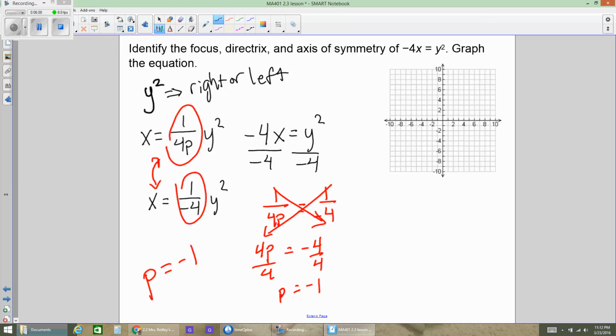Okay, so let's go back to our problem here. We're going to have our vertex at 0, 0 like they told us to, because that's standard form. P is the distance. So P here is negative 1. Now, I'm not going to go down though, because remember it's a y squared, and y squareds go to the right or to the left. So I'm going to go right here, say that that's my focus.